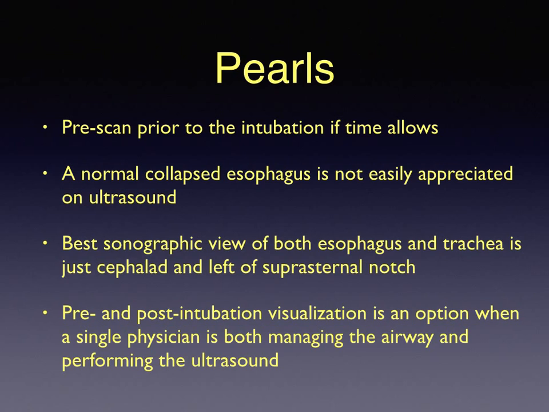If there is time, pre-scan the neck with the ultrasound prior to the start of intubation. Remember that normal esophageal tissue is not easily appreciated on ultrasound. The best views of the trachea and esophagus are just cephalad and to the anatomic left to the suprasternal notch. And lastly, real-time assessment of the trachea and esophagus during the intubation is ideal when trying to determine proper placement. Static views pre- and post-intubation to visualize the trachea is an option when a single physician is both managing the airway and performing the ultrasound.